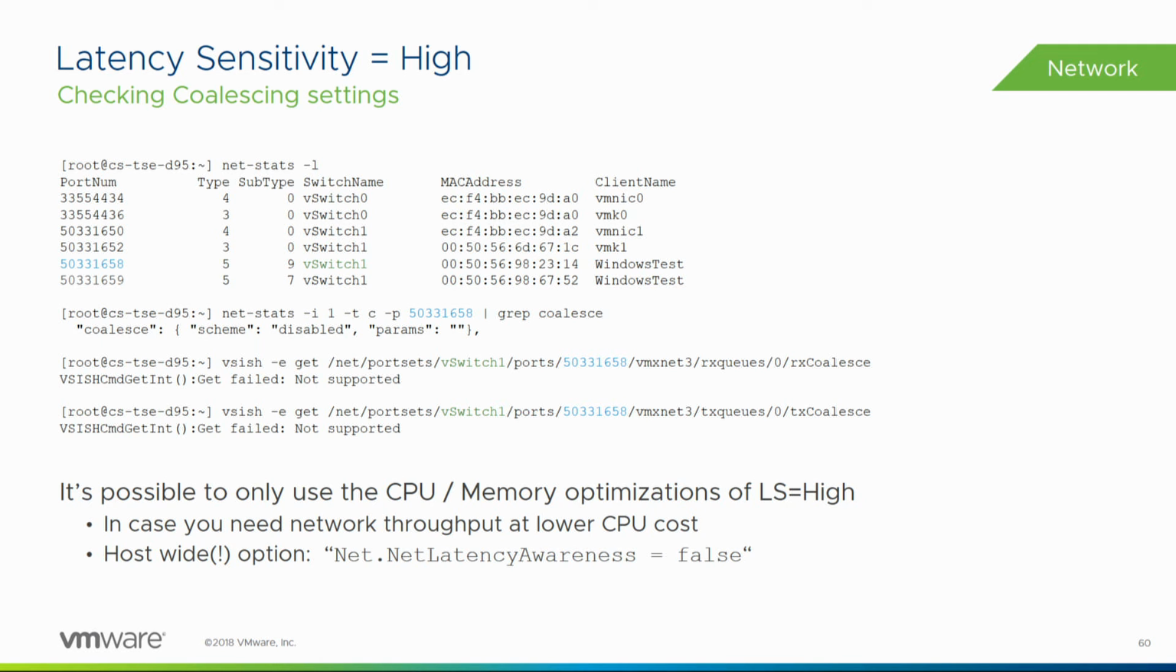But latency sensitivity is a per VM setting. Turning net latency awareness on basically means that you disable it for every VM running on that host. It's not a per VM setting, sadly. So if you have a host, you would have to consolidate those VMs or just run 1 or 2 VMs where that is necessary.